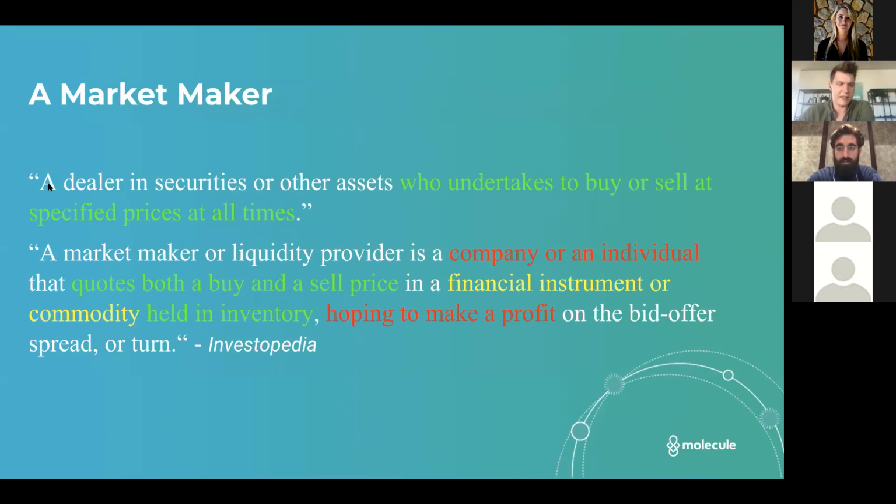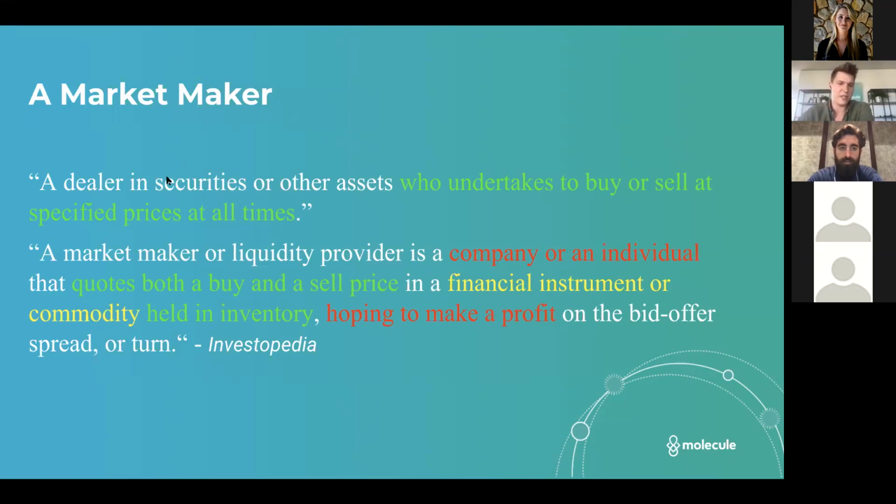So the first sentence is basically everything is correct. A dealer in securities or other assets who undertakes to buy or sell at specified prices at all times. That's pretty much exactly what a bonding curve does. It's not necessarily a dealer in securities, but it can be, or other assets, but under a bonding curve, we can say it undertakes to buy or sell at specified prices at all times. Okay, check. There's a lot more that it does, but let's see if we find a definition in our current legal system.